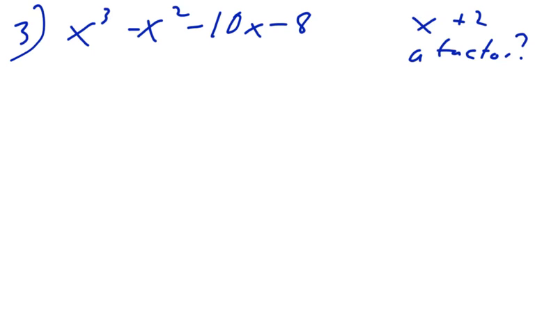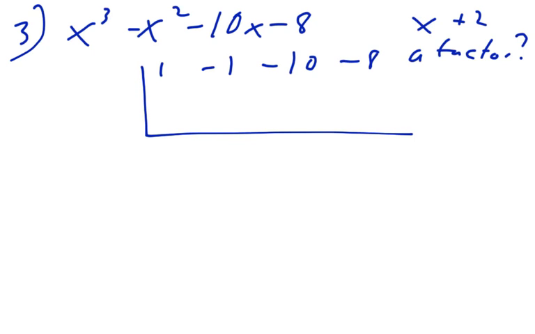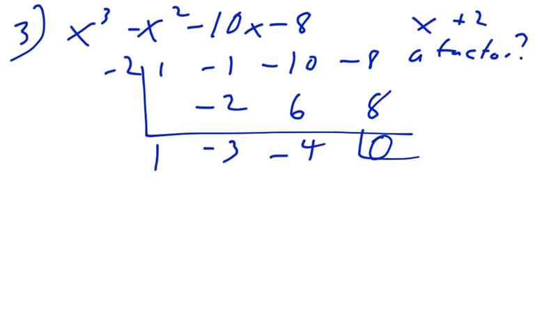Okay, we want to know if x plus 2 is a factor of this. So I'm going to use synthetic division to find out the answer, with a -2 on the outside. 1, -2, -1 plus -2 is -3, 6, -10 plus 6 is -4, 8 makes 0. So because we don't have a remainder, the answer is yes.